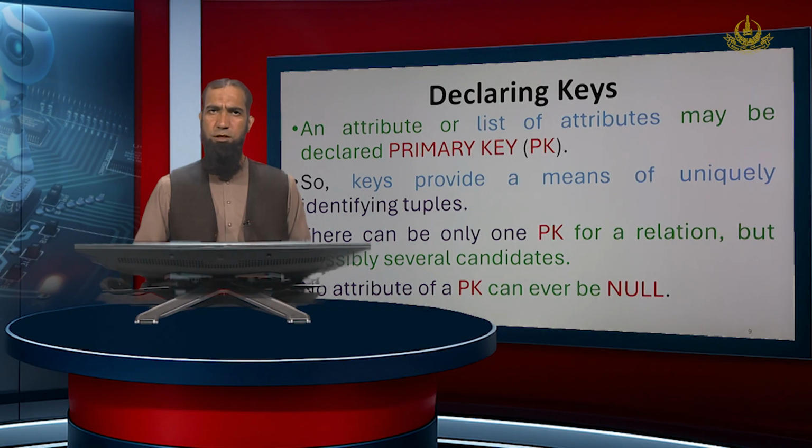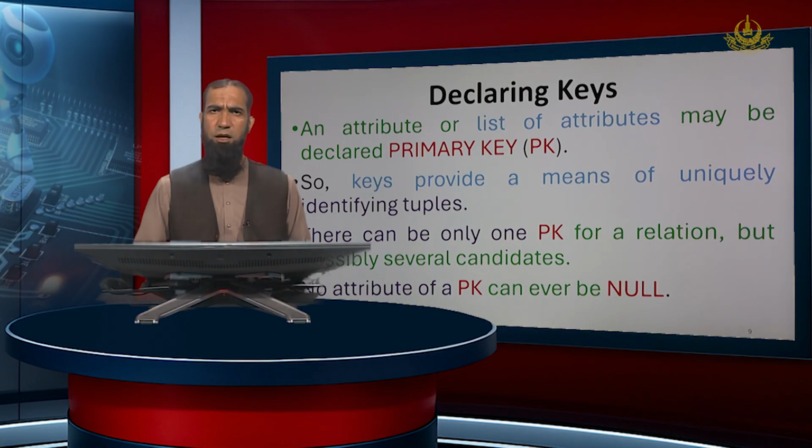This means two things: uniqueness and non-nullability. Uniqueness means no two rows can have the same primary key value, and non-nullability means the primary key can never contain a null value, because null means unknown and we can't uniquely identify something unknown. There can be several candidate keys in a table. Candidate keys are those which can be a primary key, which can uniquely identify all the records.